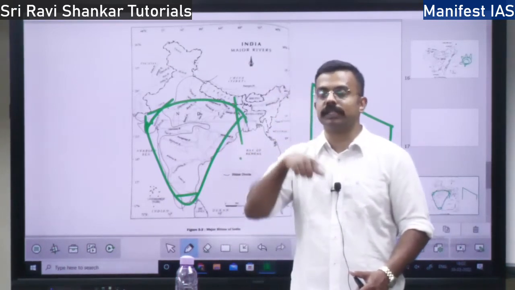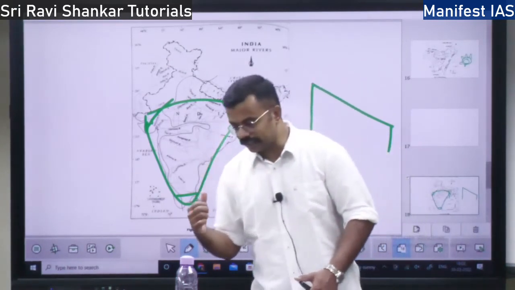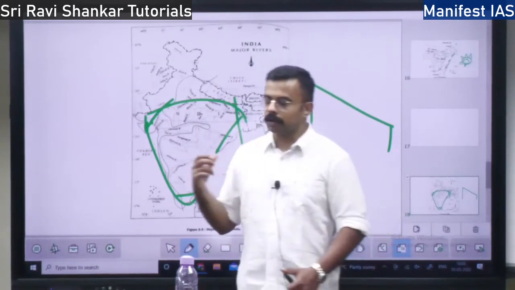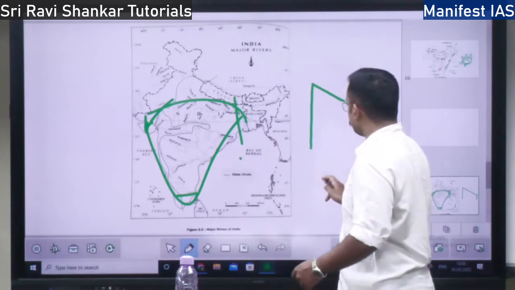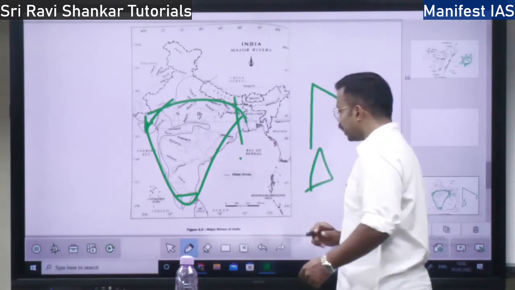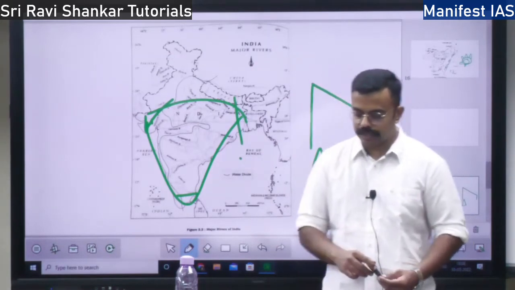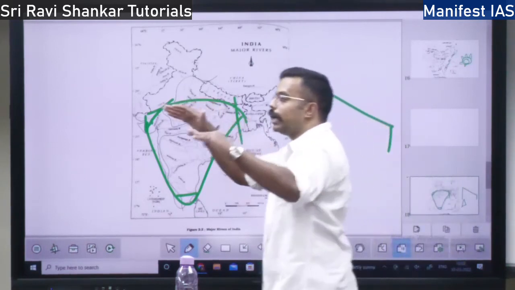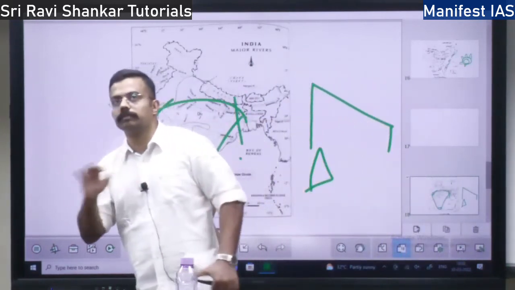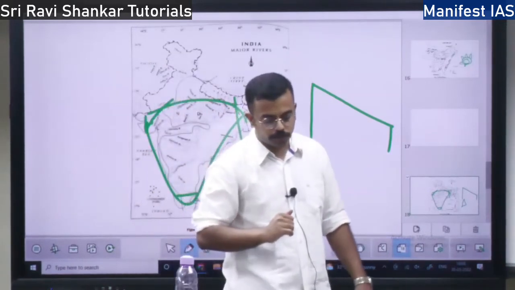You will find spurs. What are spurs? I have discussed it in the concept of valleys, glacier valleys. Spurs are triangle-shaped valleys. You will find these spurs there. You will also find bare rocky structure, and there will be rocky plateaus.